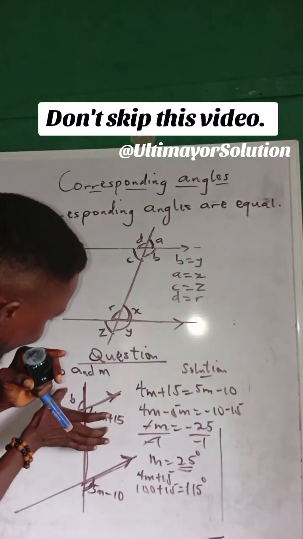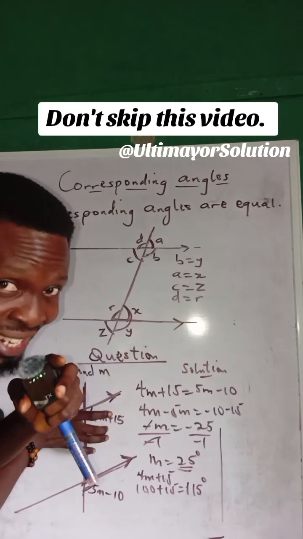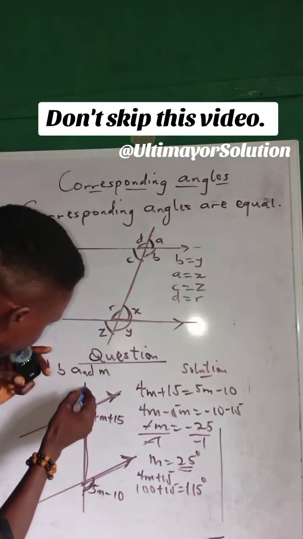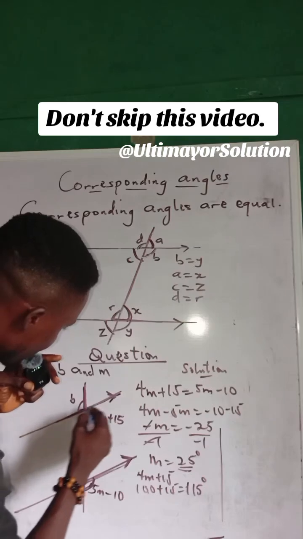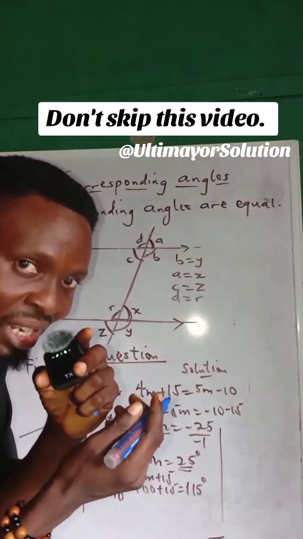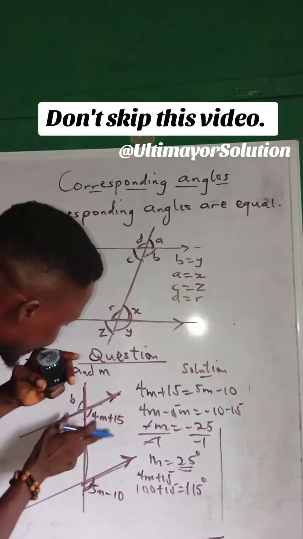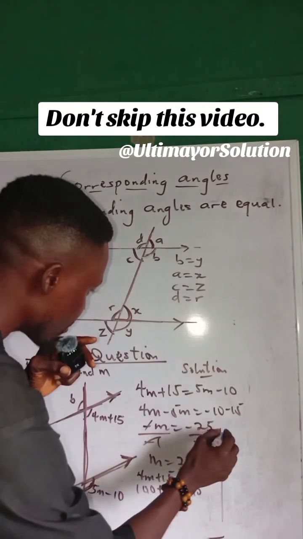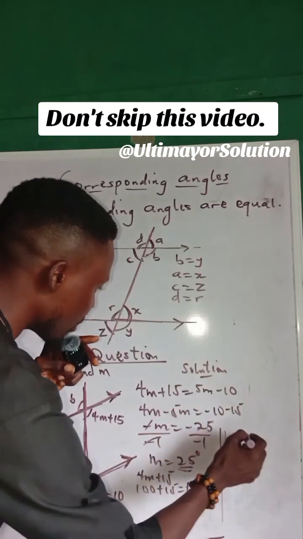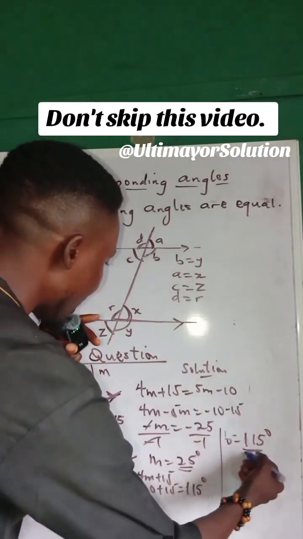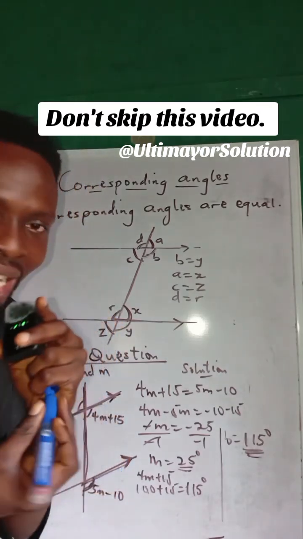So therefore, these angles are vertically opposite angles. Remember, vertically opposite angles mean letter X. Look at this X angle. When two lines intersect each other, vertically opposite angles are also formed. These angles are equal. So in that case, B is automatically 115 degrees. So the value of B is 115 degrees, and the value of M is 25 degrees.